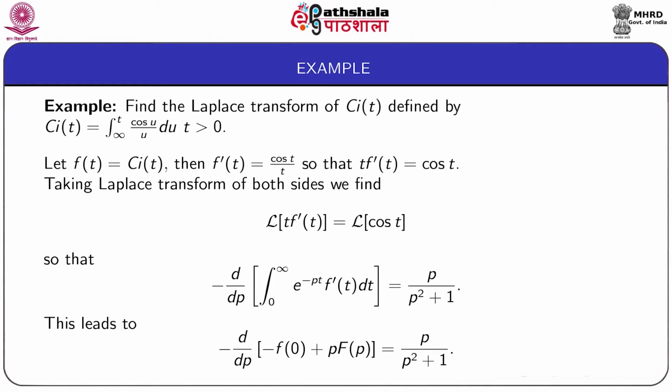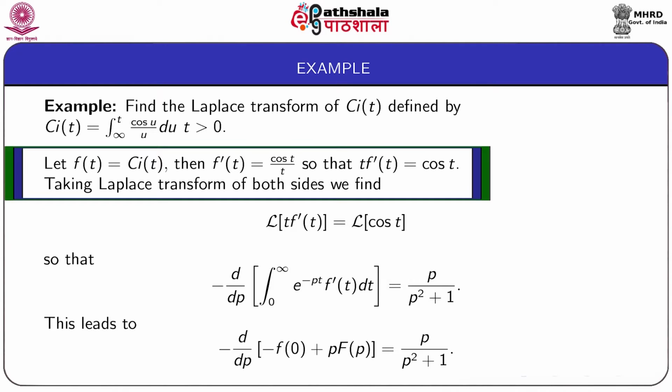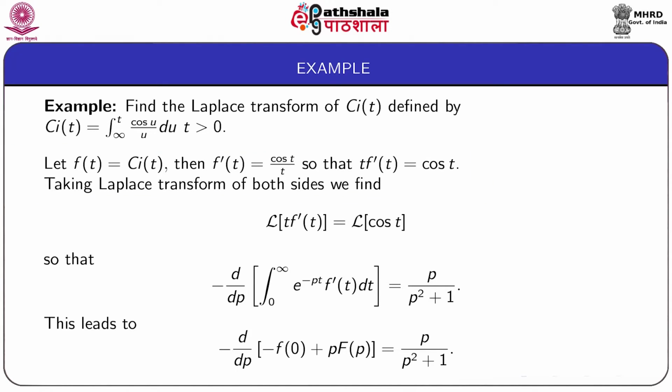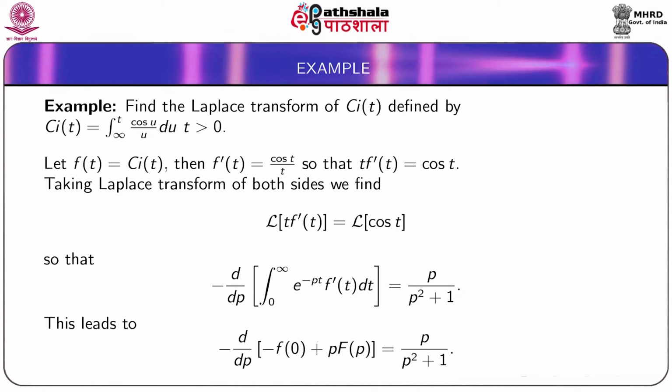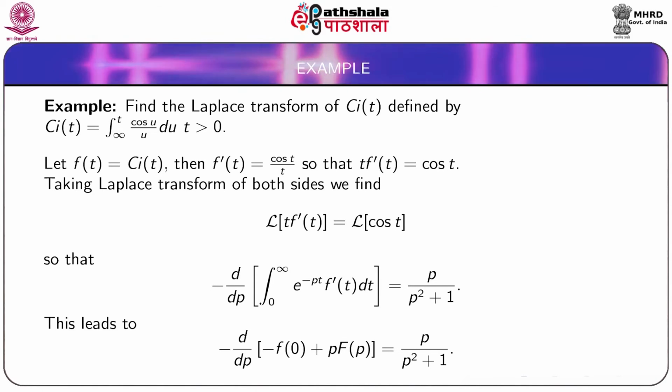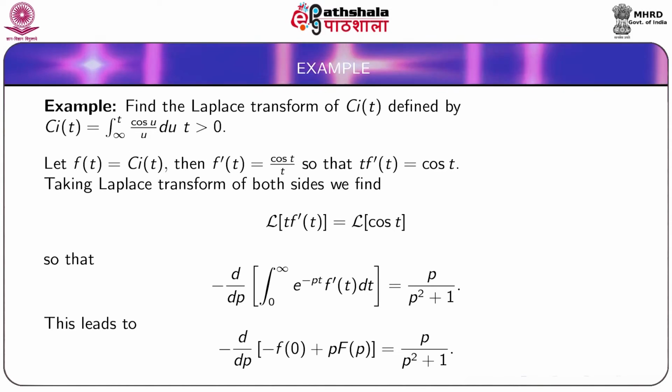Now we shall find out the Laplace transform of the Ci function, which is defined as integral from infinity to t of cos u by u du for t greater than 0. For this, we take small f(t) equal to Ci(t). Then f dash t is equal to cos t by t, so that from here we get t f dash t equal to cos t.